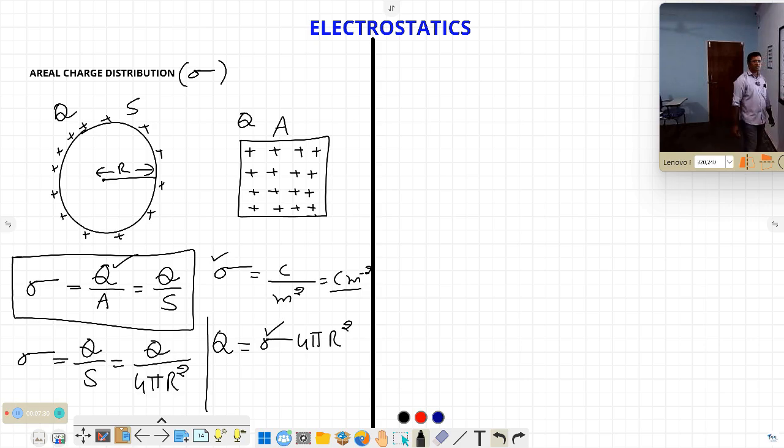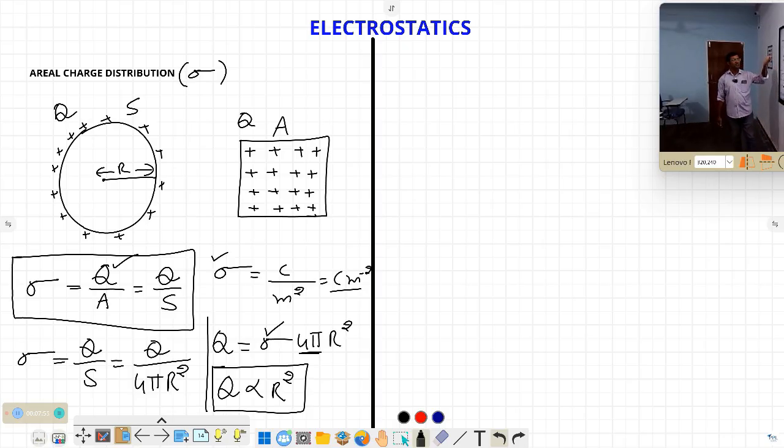Sigma is called areal charge distribution, or areal charge density. This density is always constant, and 4 pi is also constant. Under constant conditions, the charge accumulated on the body is directly proportional to the square of the radius of the sphere. This is one of the relations we can get. That means if we take a sphere with a larger radius, more charge will be accumulated, and with a smaller radius, less charge will be accumulated. This is areal charge distribution.